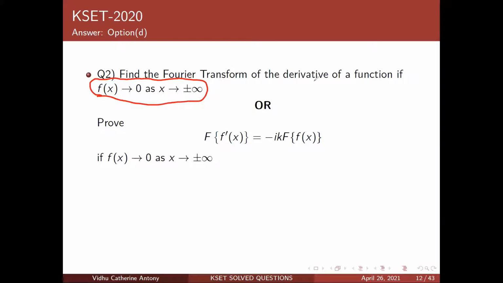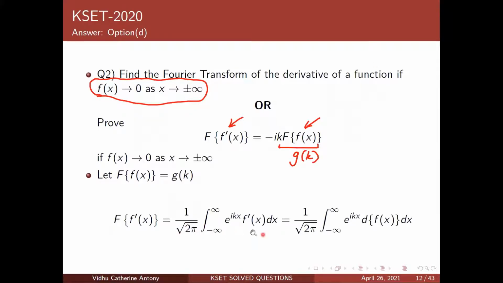Okay, so find the Fourier transform of the derivative of a function if f of x tends to zero as x tends to plus or minus infinity, or prove that the Fourier transform of the derivative of the function f of x is equal to minus ik times the Fourier transform of the function itself. So here you have the derivative of the function, and here you're expressing it in terms of the function. Now let's move on to this. Let's assume that the Fourier transform of the function is g of k. What have I done? I have said that this particular thing that I have is g of k. And then I need to start calculating this.